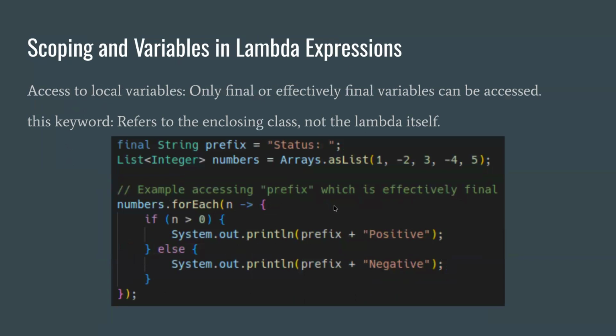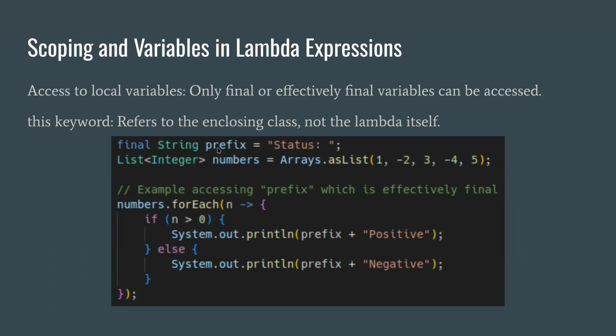Scoping and variables in Lambda expressions. One important aspect of using Lambda expressions is understanding variable scoping. Lambda expressions have access to final or effectively final variables from their enclosing scope. Moreover, within a Lambda, the this keyword refers to the instance of the class in which the Lambda is defined, not the Lambda itself. And this understanding is important when Lambdas are used in complex applications.